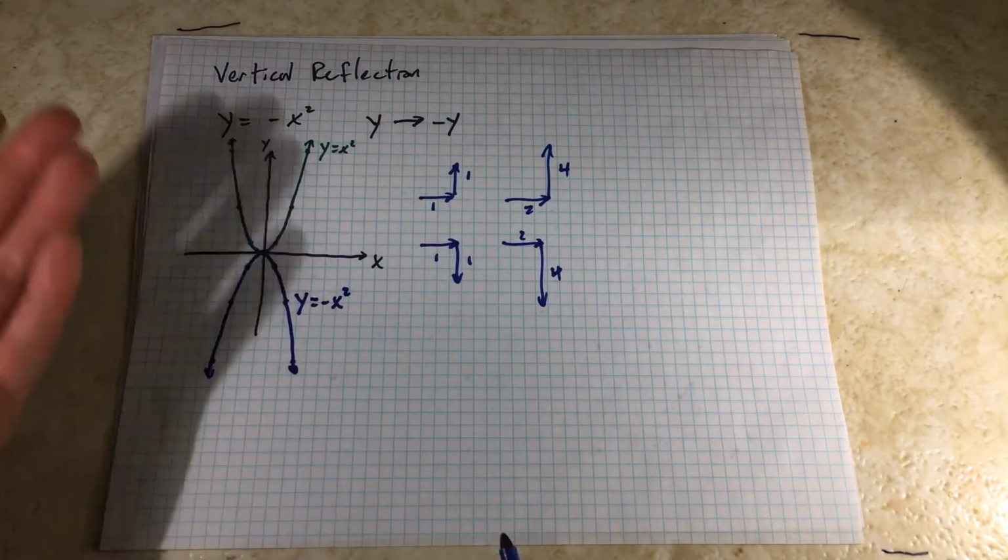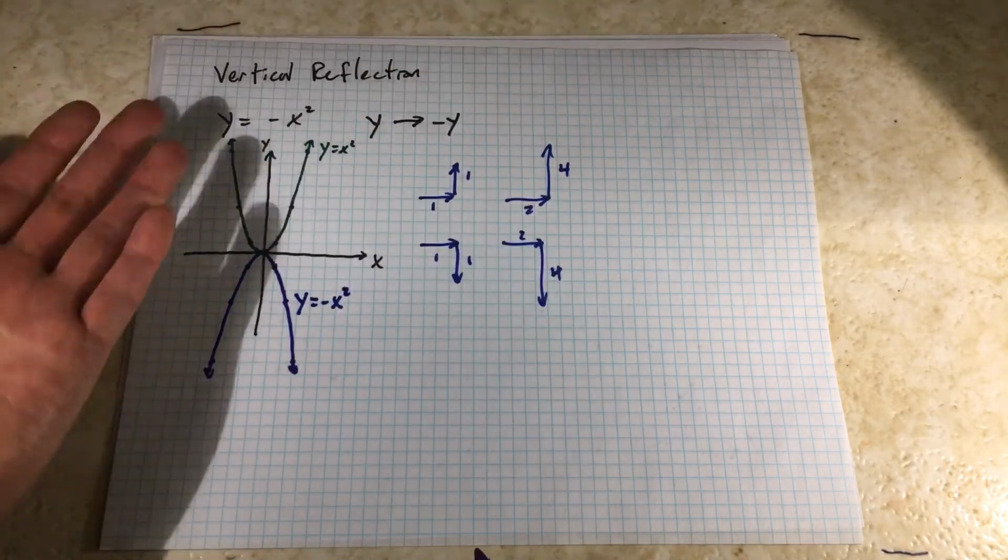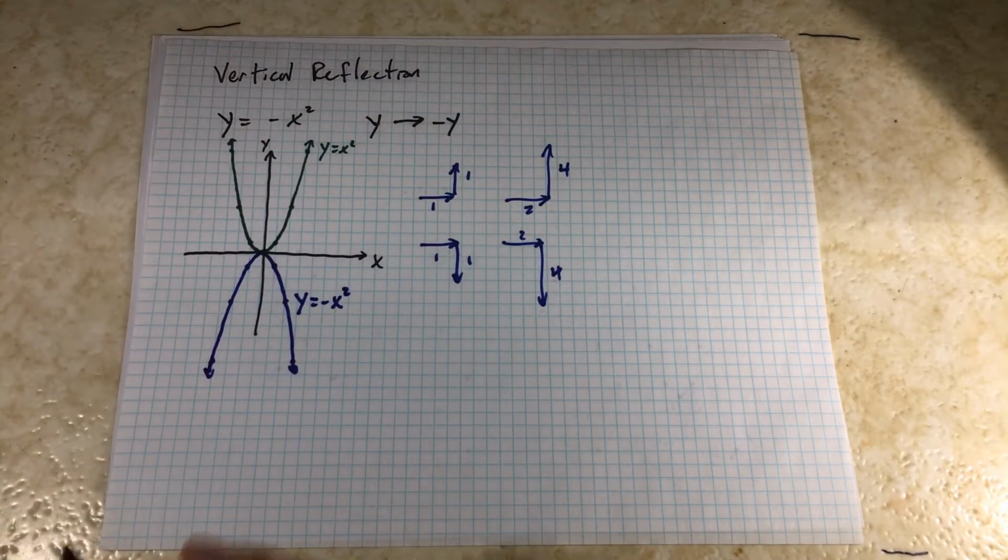So that would be the vertical reflection. And remember, it's called vertical reflection. You're basically flipping it over the x-axis, right? So it just kind of flips over. Okay, vertical reflection. Next, let's talk about vertical stretching and compression.